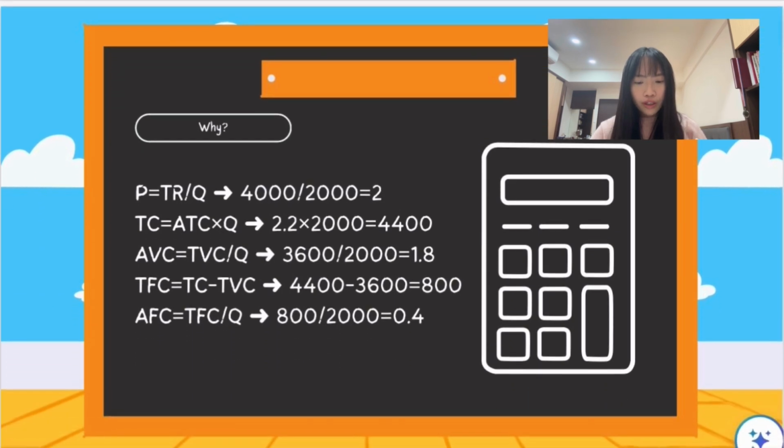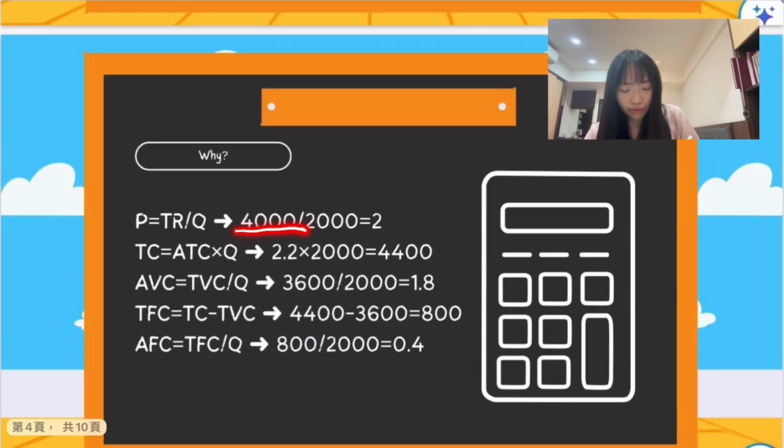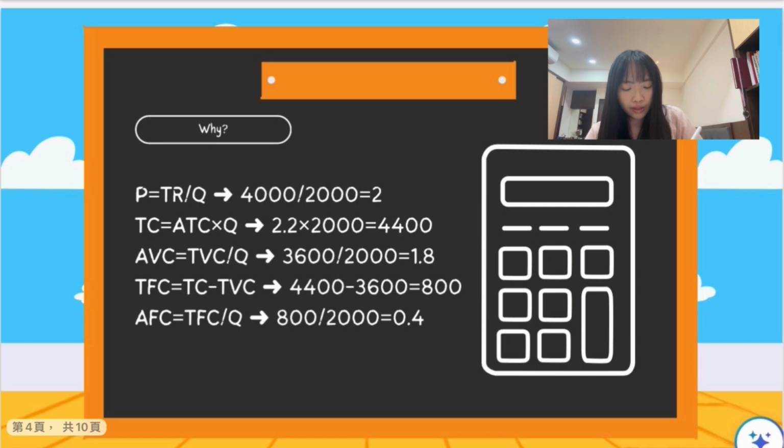First, we have to calculate price. Because price multiplied by quantity will equal total revenue. If we work backwards, total revenue divided by quantity gives price. From the data given in the question, we can see that total revenue is 4,000 and quantity is 2,000. 4,000 divided by 2,000 is 2, so the price is 2.